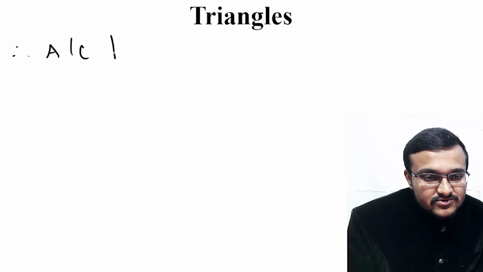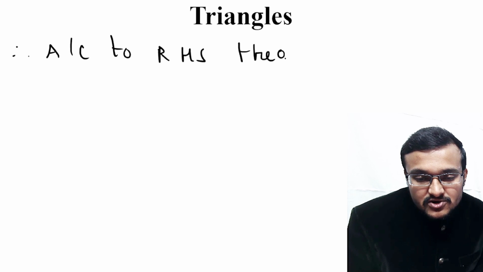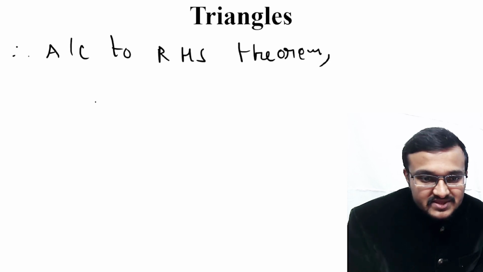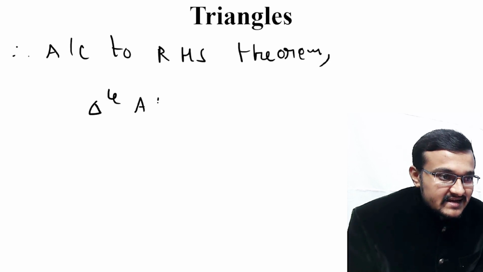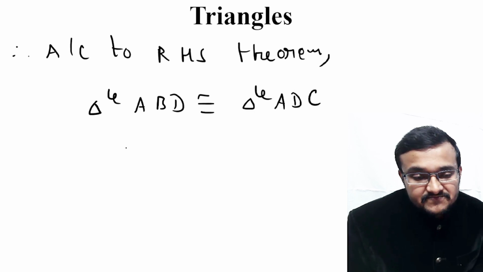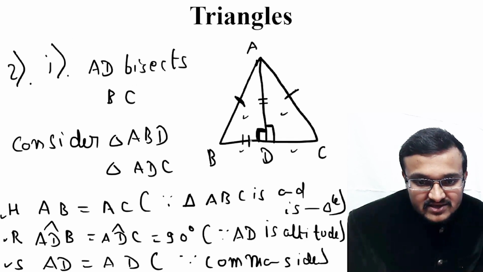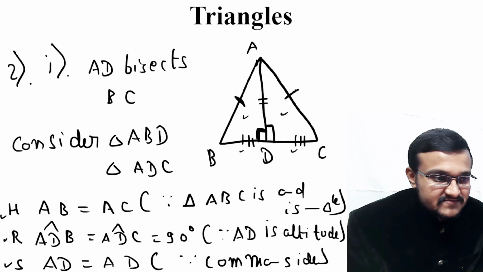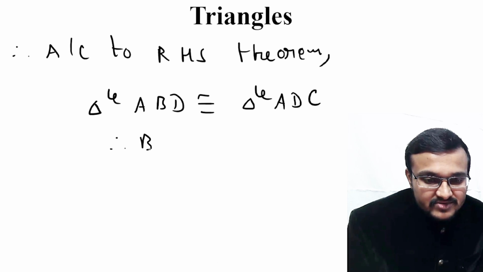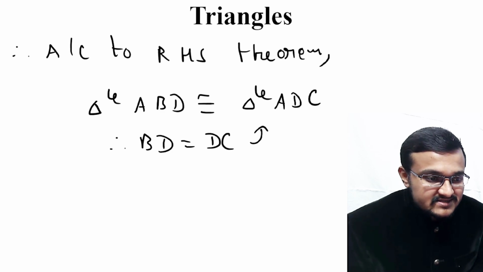Therefore, according to the RHS theorem, triangle ABD is congruent with triangle ADC. Since ABD and ADC are congruent with each other, BD will be equal to DC. So therefore BD is equal to DC, because triangle ABD is congruent with triangle ADC.